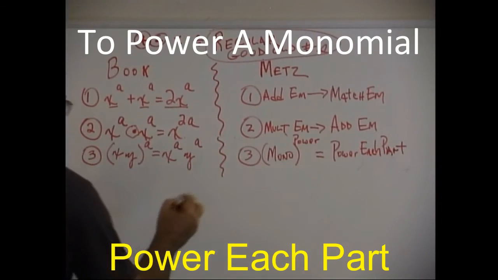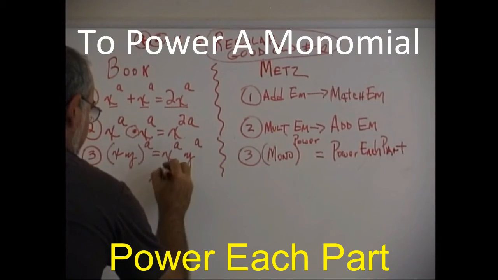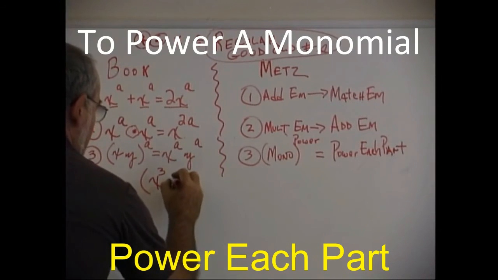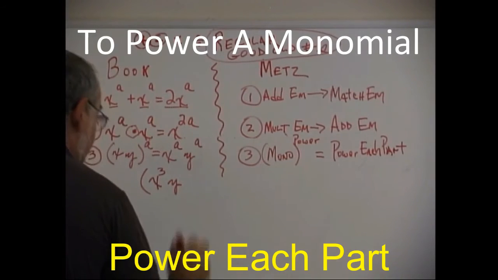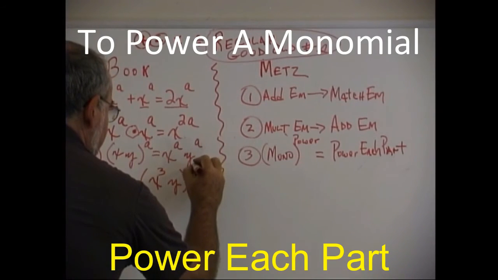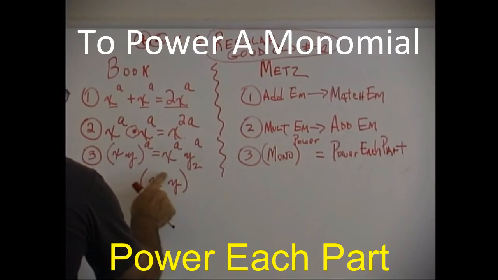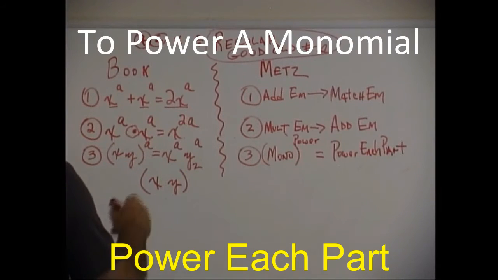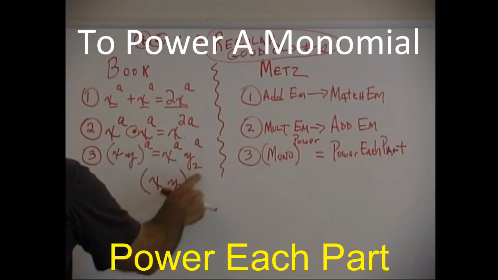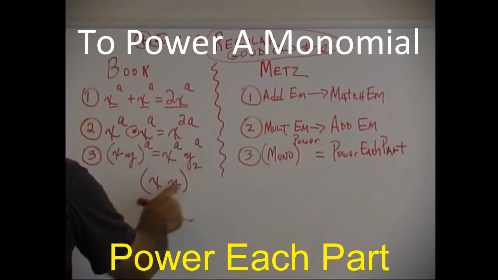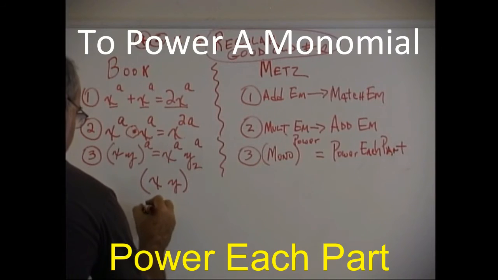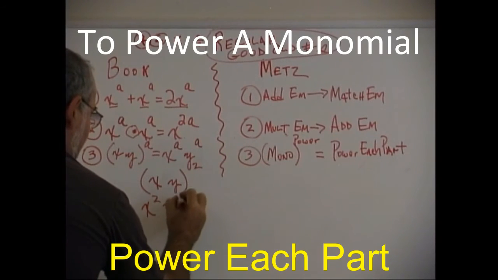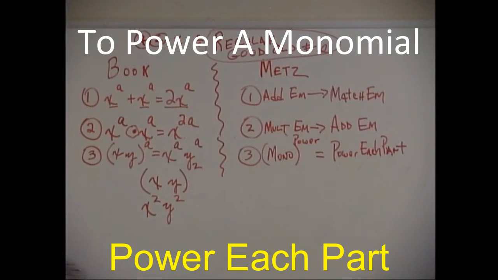So how do you do this? So example. So let's suppose that I got x to the third y, and I want to raise that to the second power. In fact, let's make it xy to the second power. So how do you do xy to the second power? Well, when you take a monomial, this is all multiply, raised to the second power, you got to raise the x to the second power, and you got to raise y to the second power. So your answer is x to the second, y to the second. That's what this says. To take a monomial and raise it to a power, you got to power each part. All right, that's basically the idea.